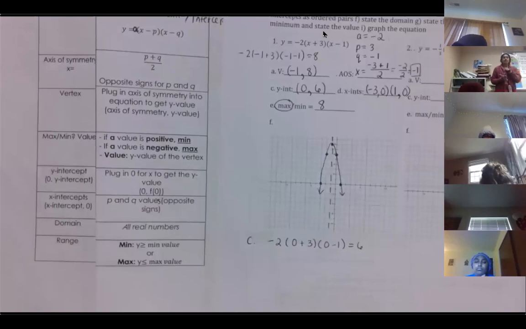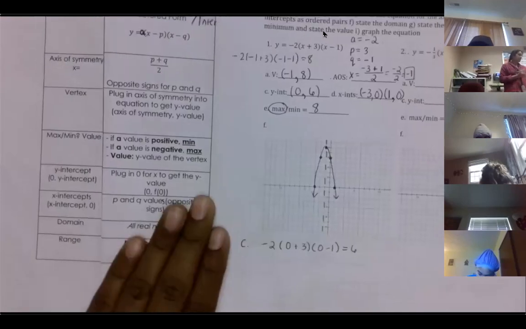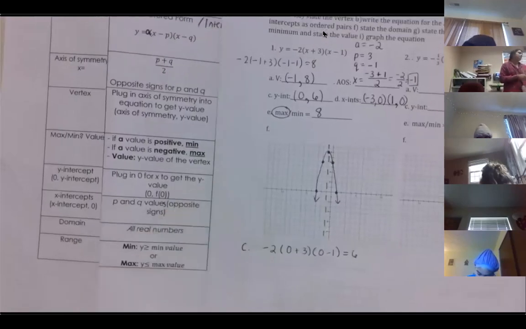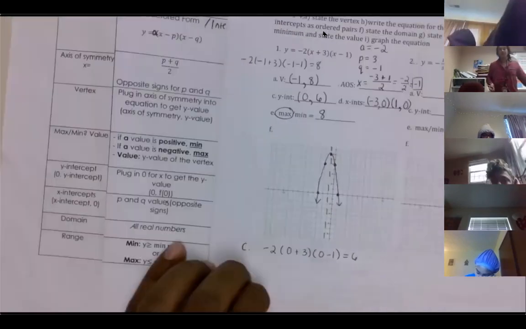All right, let's go ahead and try number 2, but I'm going to ask you all to help me out. So I'll ask you all to give me the answers to each part. So let's start. Number 2 is negative 1/3 parentheses x minus 4 times x plus 2. First step, identify your variables. So give me your A, your P, and your Q.